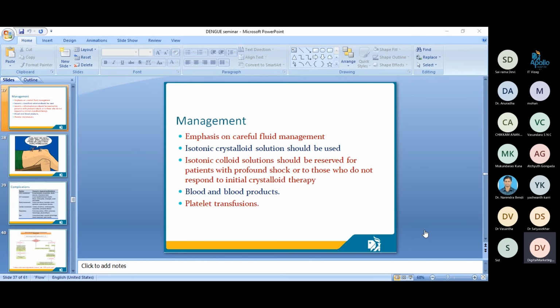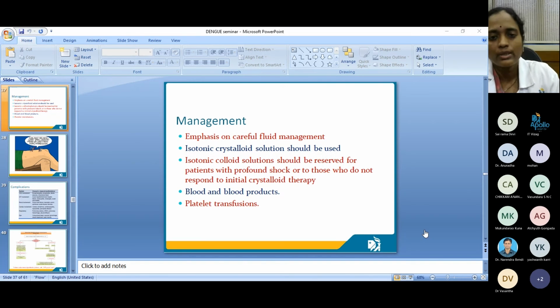I'm sorry for the interruption. So we are going with the management of the case, with emphasis on careful fluid management. You prefer isotonic crystalloid solution. In case of shock, you can use colloid solutions, blood and blood products, and platelet transfusions.